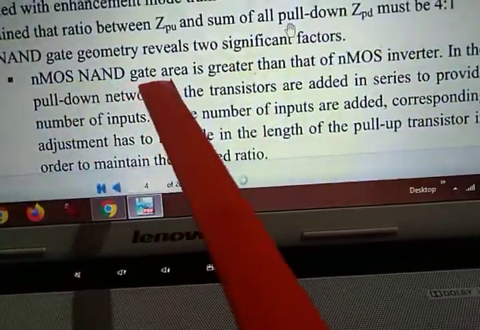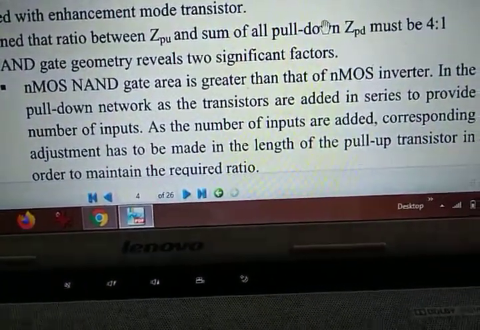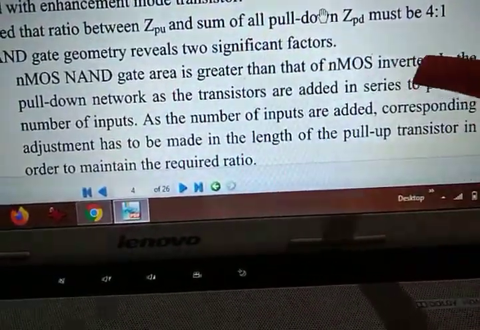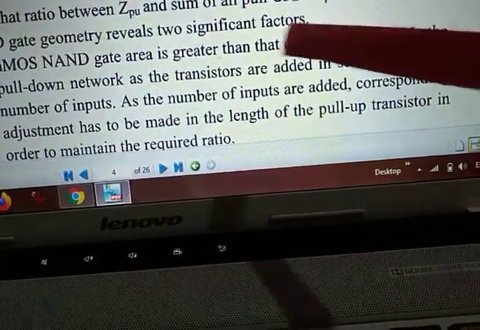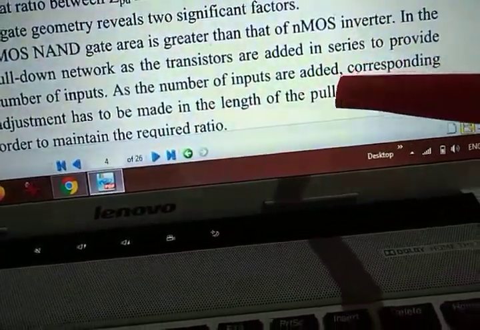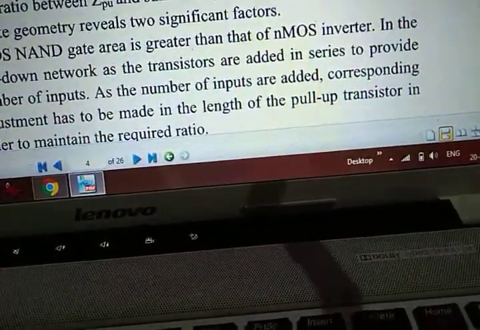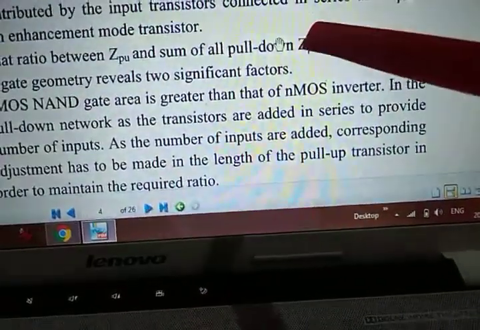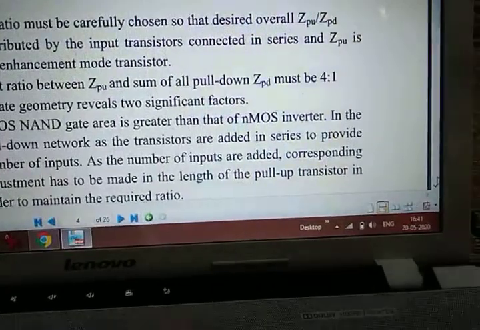The NAND gate geometry reveals two significant factors. One is that the NMOS NAND gate area is greater than the NMOS inverter. And in the pull down network, as the transistors are added in series to provide the number of inputs, as the number of inputs is added, the corresponding adjustment has to be made. I already showed this in the circuit, in this figure.